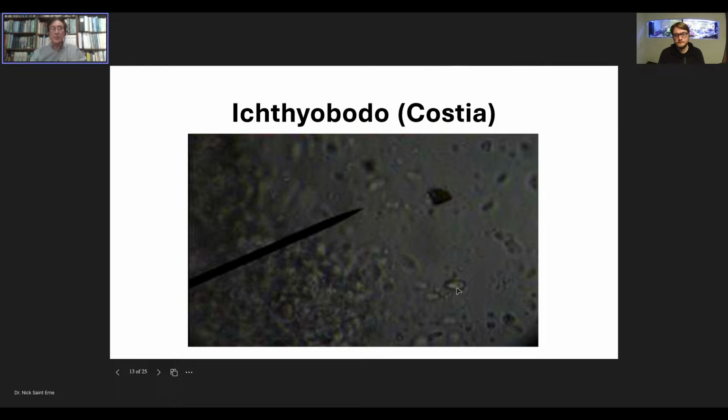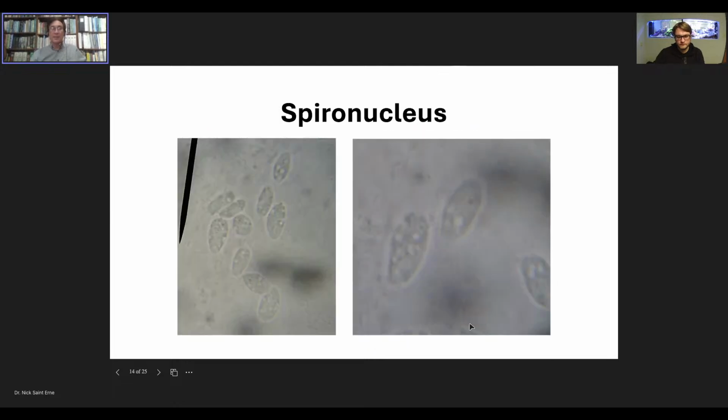So there's one here, and all of these right here are all different Costia. With their flagella, they also have an attachment flagellum that they'll attach onto the skin and gills of the fish. And you'll normally find a lot of these on the gills.